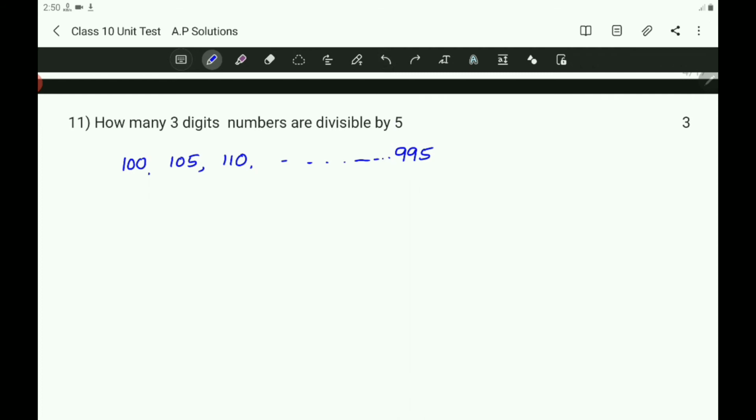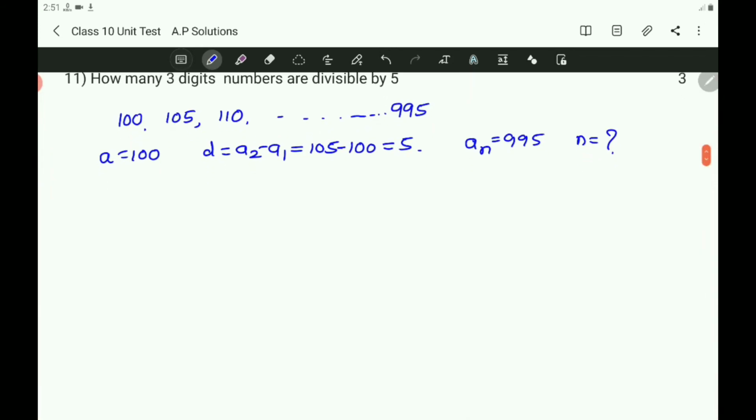Now here what you have to find out, how many 3 digit numbers are divisible by 5. Here a is known, d you can get, and how many means here we have to find out n. And now you consider this is the last term l, that is an. So you write a equals the first term, that is 100, and d equals a2 minus a1, that is 105 minus 100, that equals 5, and you consider an equals 995, n equals question mark.